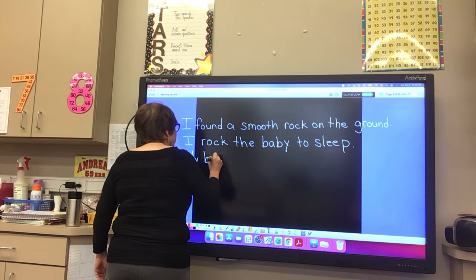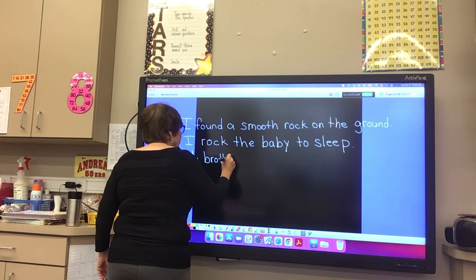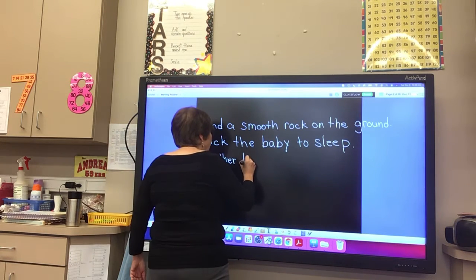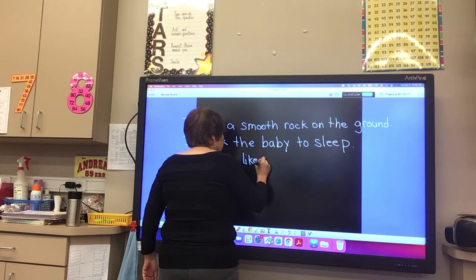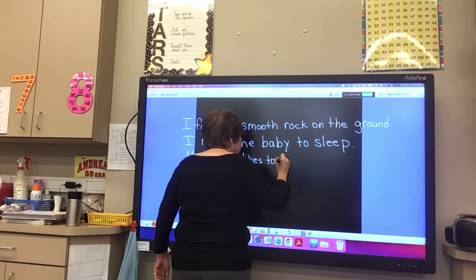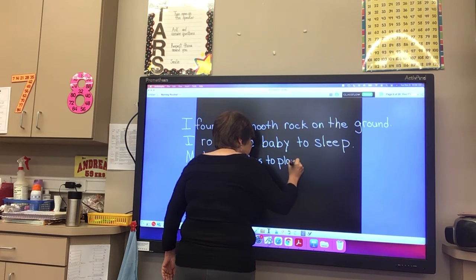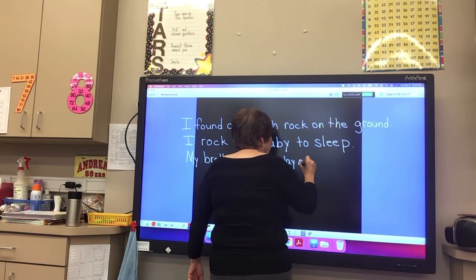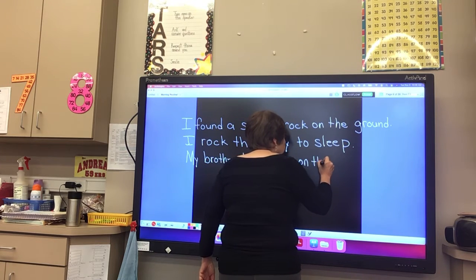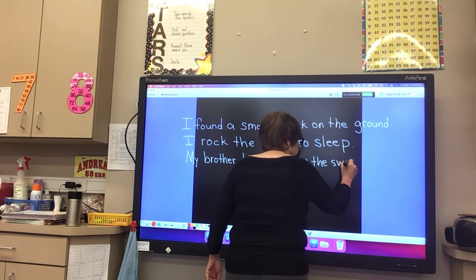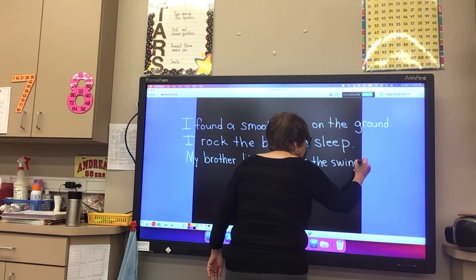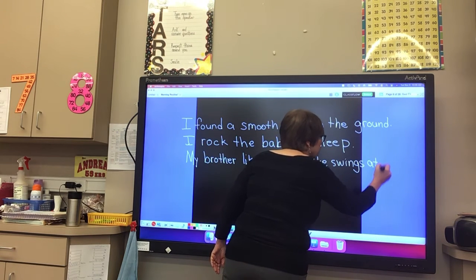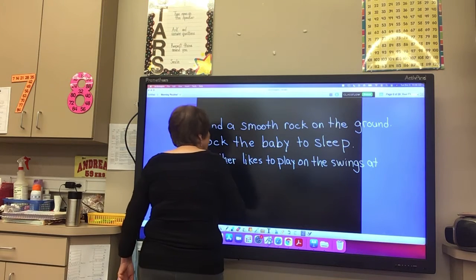My brother likes to play on the swings at the park. Good sentence.